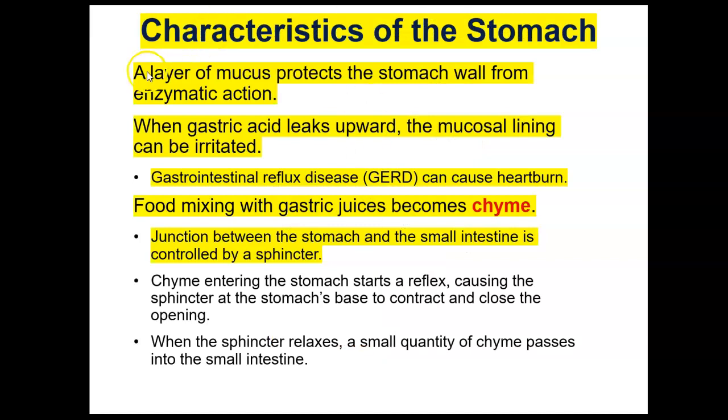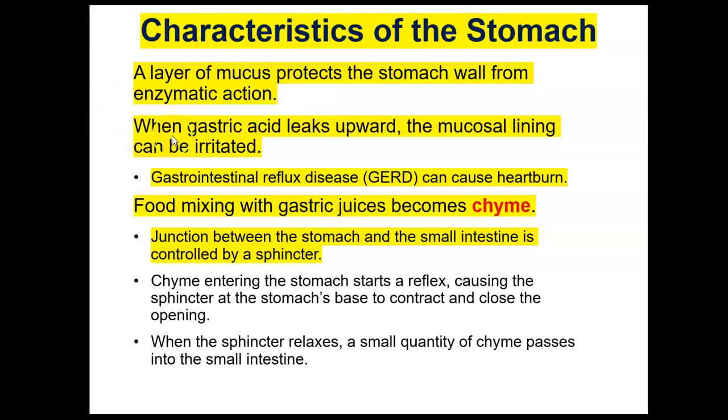All right. The characteristics of the stomach: it is coated with a layer of mucus that protects the stomach wall from the enzymes, because the stomach wall is also composed of protein. So if the pepsin were allowed to contact the tissues of our stomach, it could start breaking down our stomach. And that would be bad. So that mucus protects our stomach from stomach ulcers, basically.